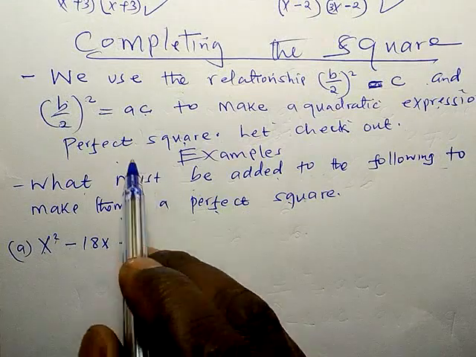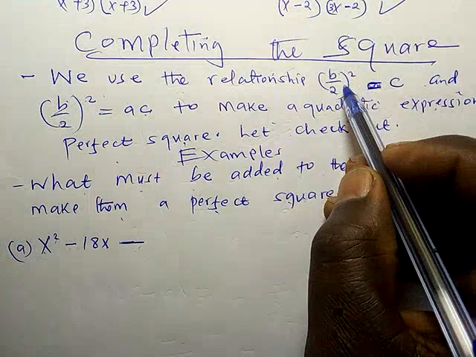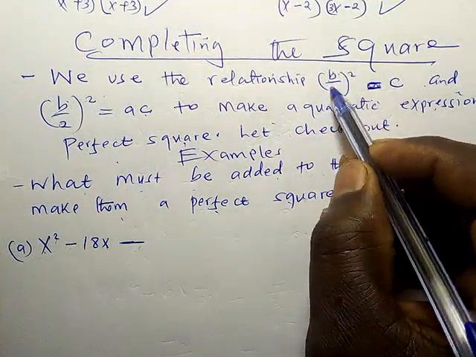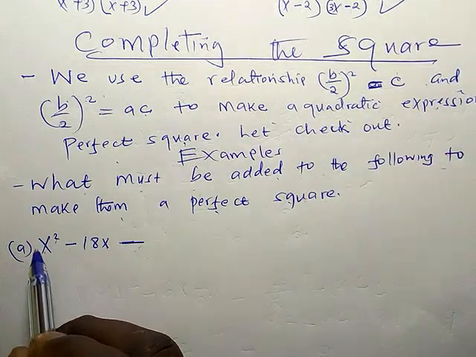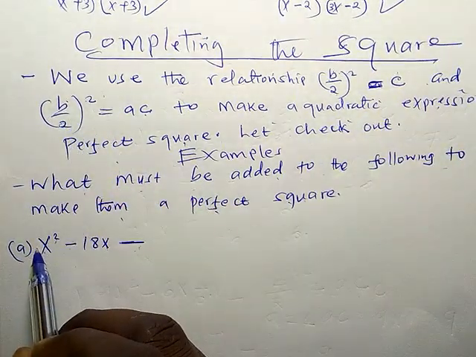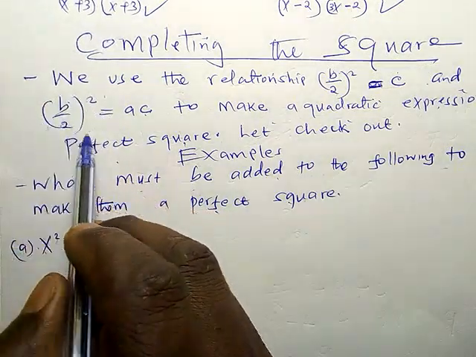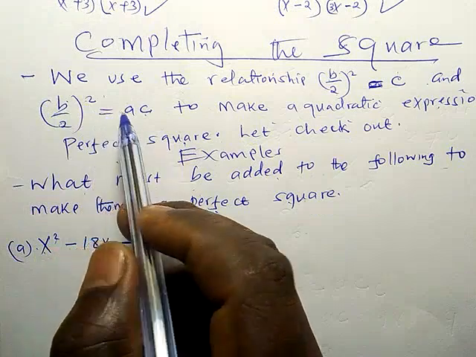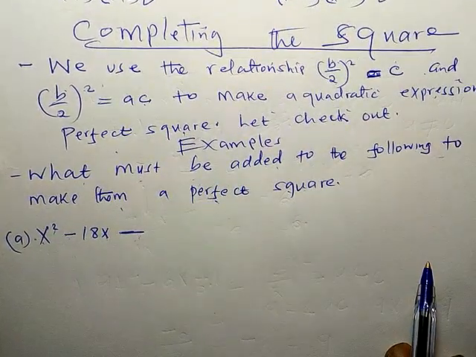What is going to help us is this relationship. We have talked about that. If you are going to use (b over 2) squared equal to c, you must ensure that your a is 1. But if your a is more than 1, is 2, 3, 4, then the second relationship is going to work for us. So let us go ahead and check on how to do this.